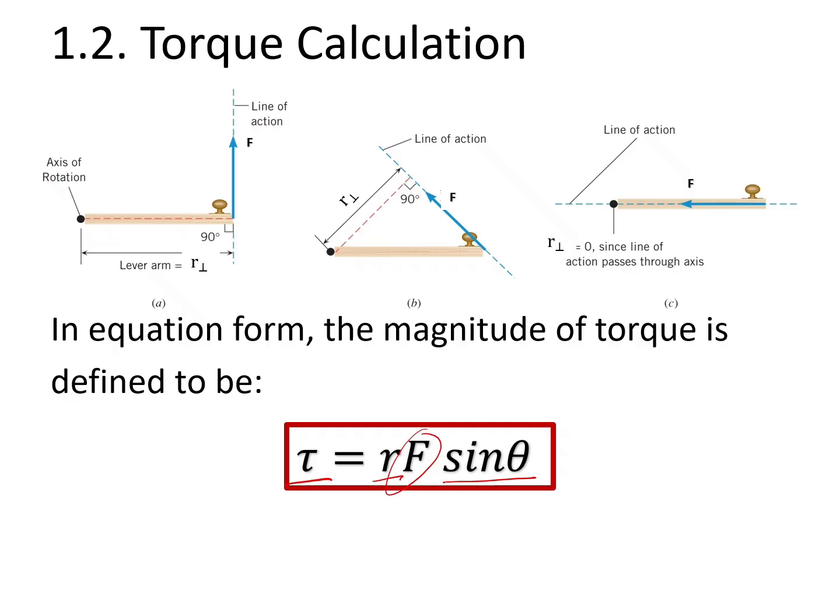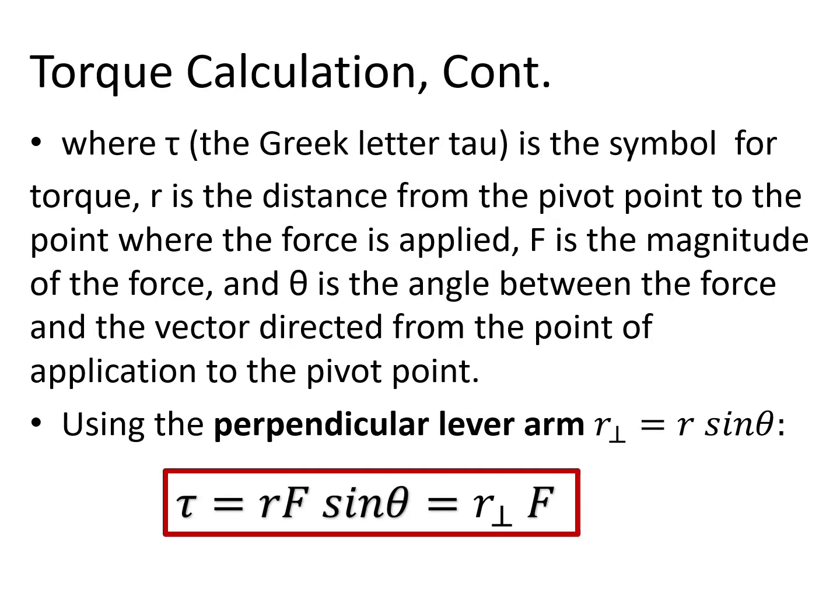There is another equivalent way to think about this, using the perpendicular lever arm. The symbol for torque is the Greek letter tau. In this equation, the distance is measured from the pivot point to the point where the force is applied. The force is the magnitude of the applied force, and the angle is the angle between the distance direction and the force direction.